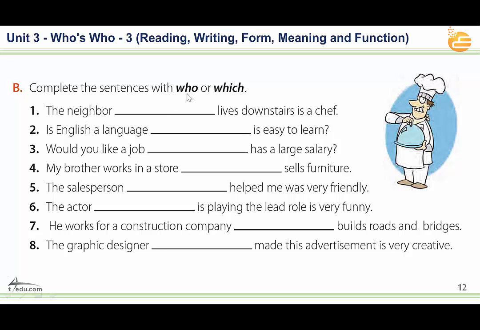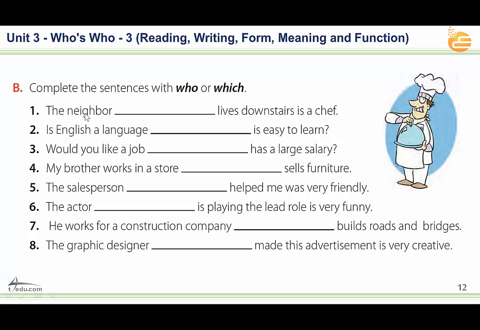Complete the sentences with who or which. Oh, this is very important. So when we have people, we have to use who. When we have animal or thing, we have to use which. Number one, the neighbor lives downstairs is a chef. This is the chef. So what do you think?